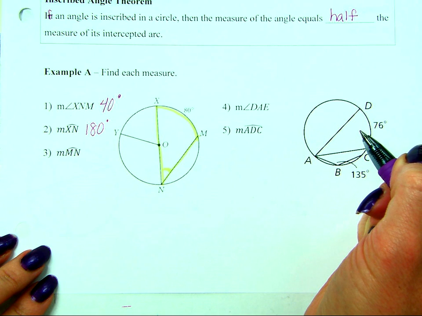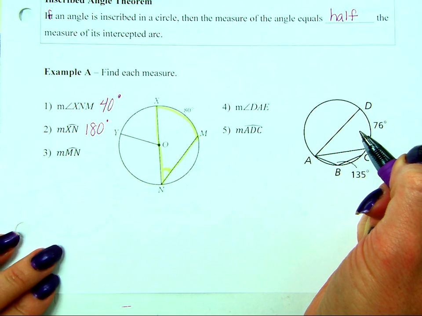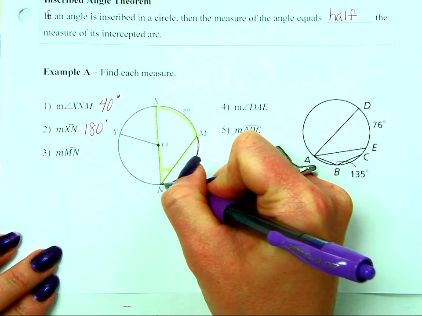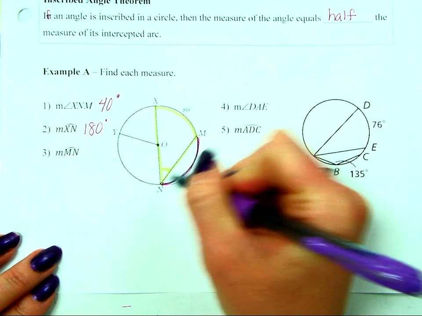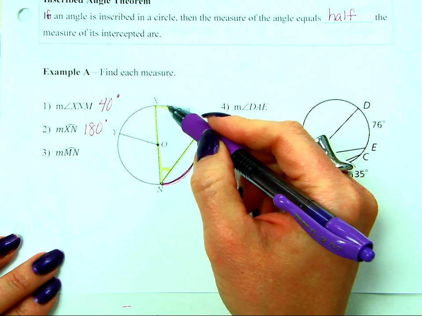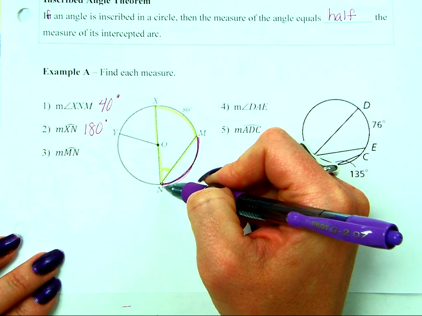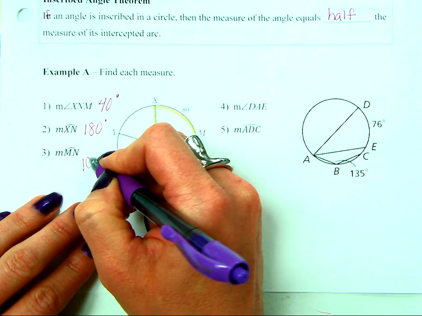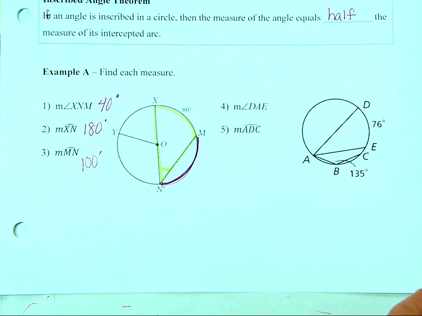Number 3 is asking me for the measure of arc MN. Right in here. Well, again, I'm going to use my semicircle. If I know that XM is 80, MN is going to have to be the leftover, and that's going to have to be 100.